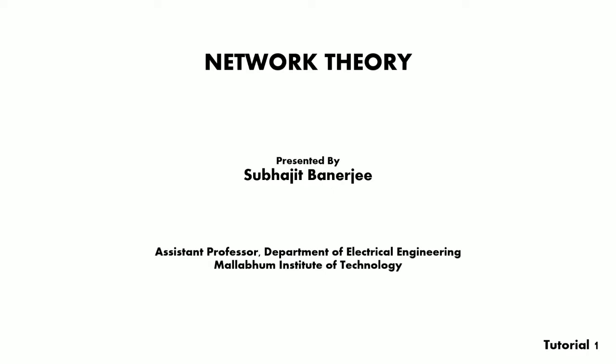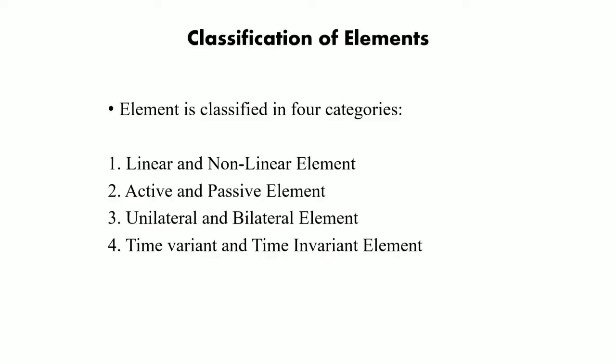Today I am going to discuss the first lecture of network theory. In this lecture I am discussing the classification of elements. Elements are classified in four categories. First one is linear and non-linear element. Second one is active and passive element. Third one is unilateral and bilateral element. Fourth one is time variant and time invariant element. We will be discussing one by one.